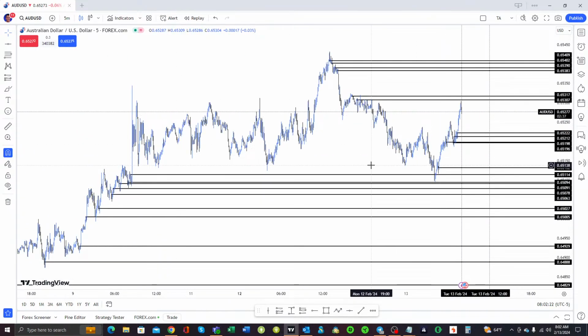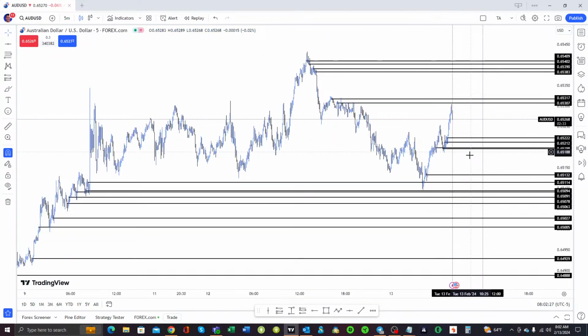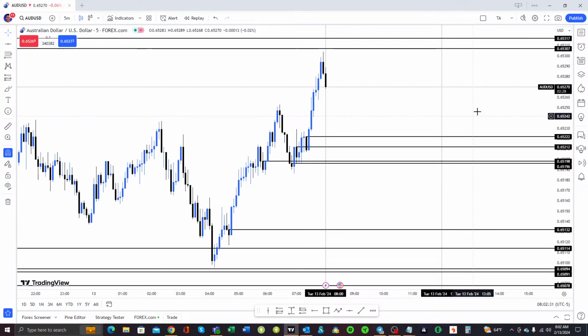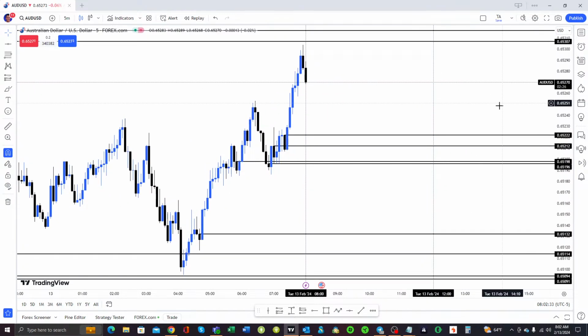because it's just kind of been back and forth in this range. Broke higher, now it's breaking lower, now it's making moves higher again. So we're just looking for a nice supply and demand setup, maybe two.